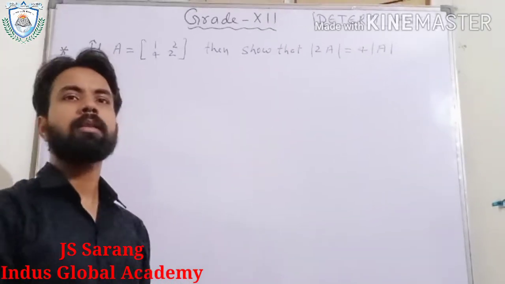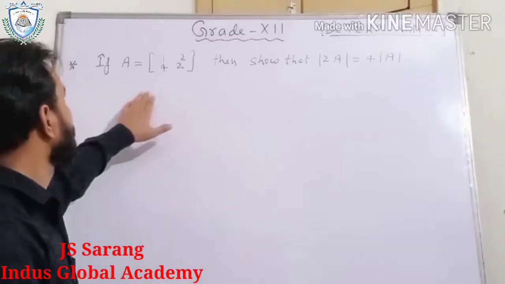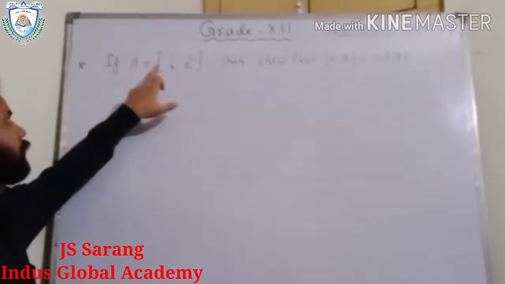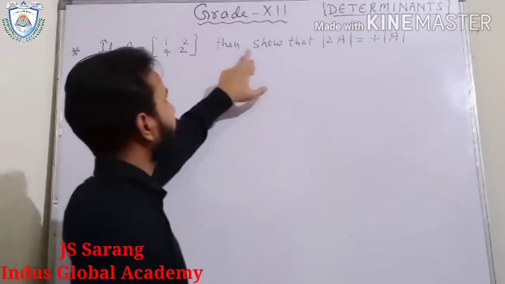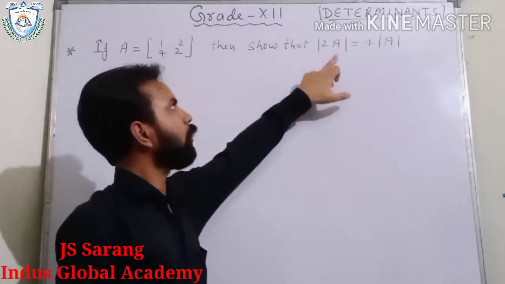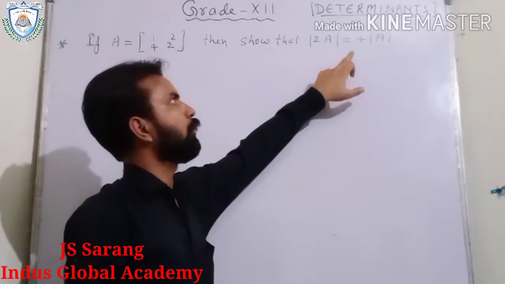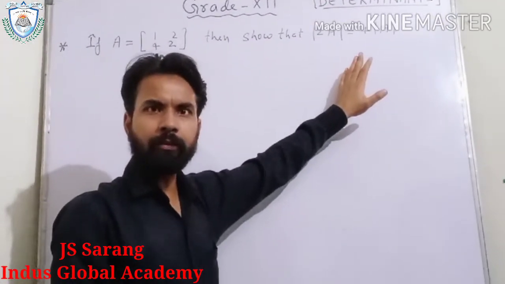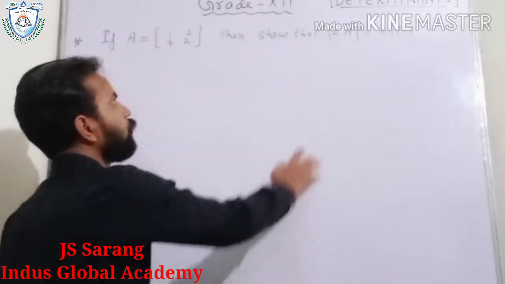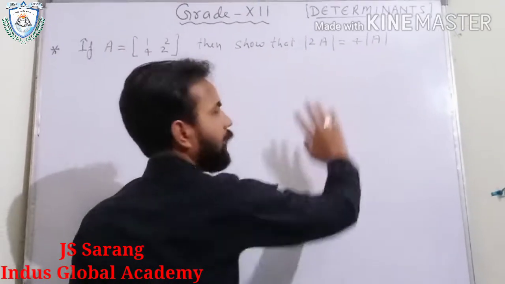Okay students, now we will discuss this question. If A equals the matrix 1 2, 4 2, a matrix of 2 by 2 order, then we have to show that determinant of 2A is equal to 4 into determinant of A. Is it clear? Okay. So we have to show LHS is equal to RHS.